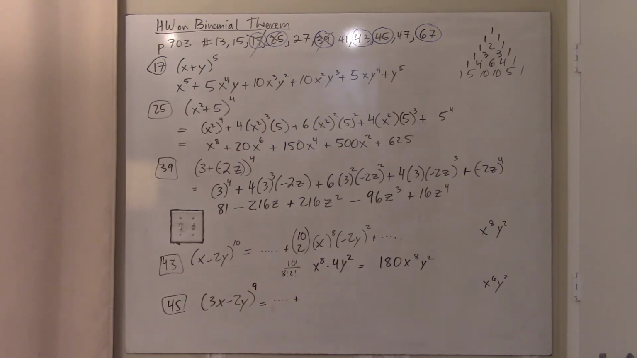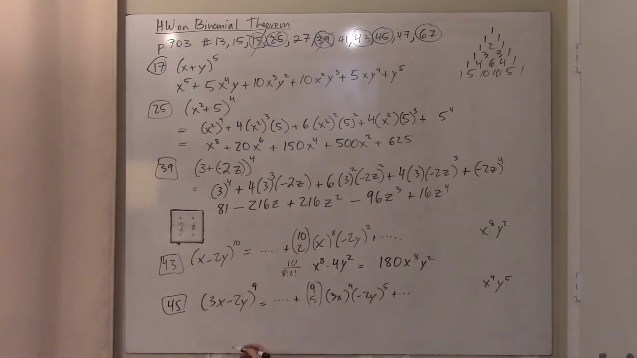Sorry, I'm just all over the place. x to the 4th y to the 5th. Okay, well, the only way for that to happen is if I choose 3x 4 times, and I choose negative 2y 5 times, and how many terms like that are there? Answer, 9 choose 5.